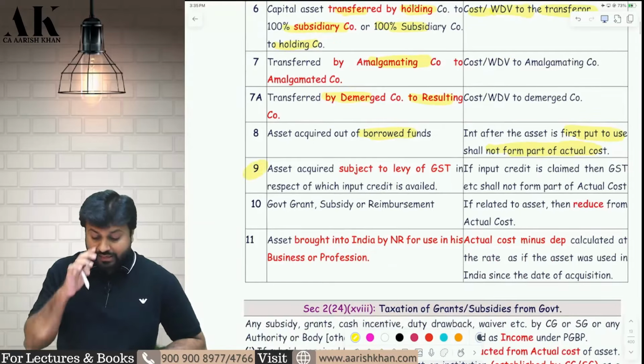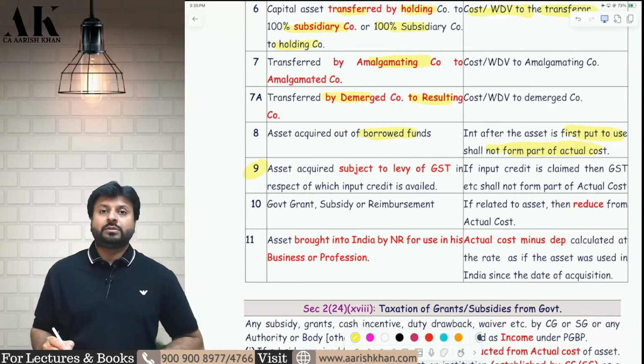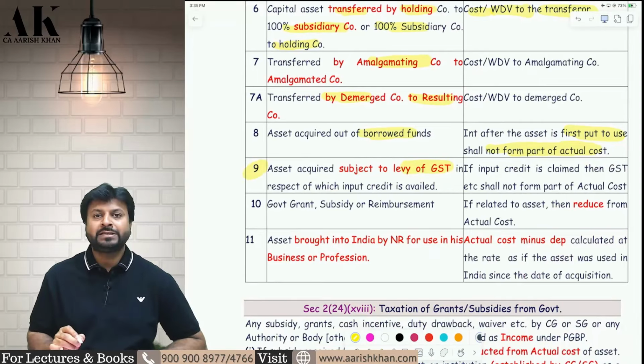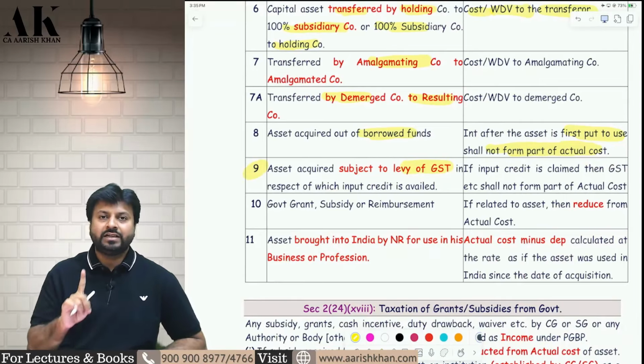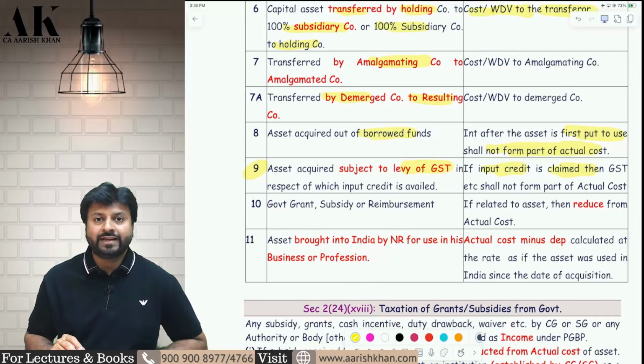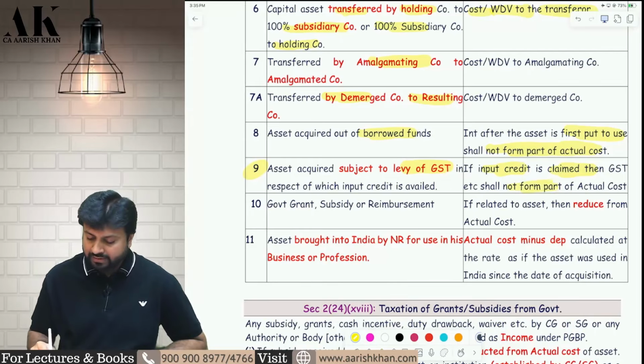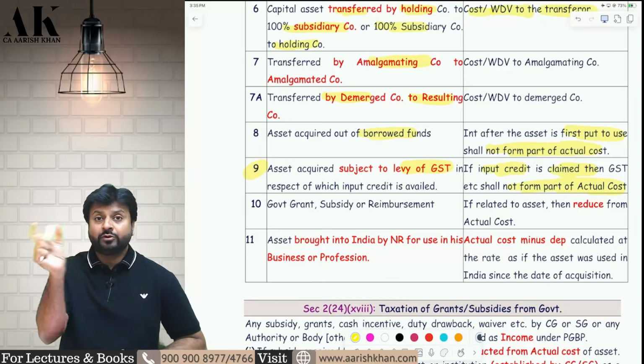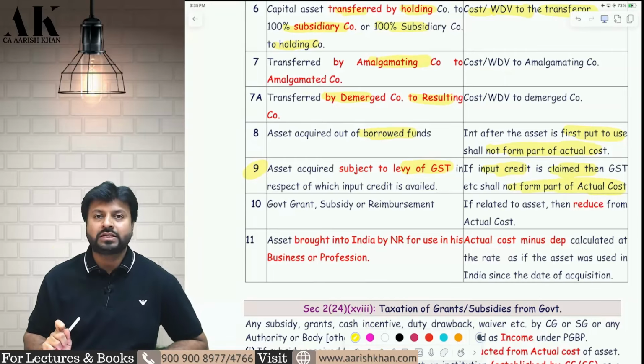Next one, explanation 9. It talks about GST credit. Okay, what happens in case of GST credit? The government says that if input credit is claimed, you have taken a GST credit on a particular asset, I bought a machinery on which I have claimed GST credit, then you cannot claim depreciation on that portion. That portion shall not form part of actual cost. I hope it is clear to all of you.